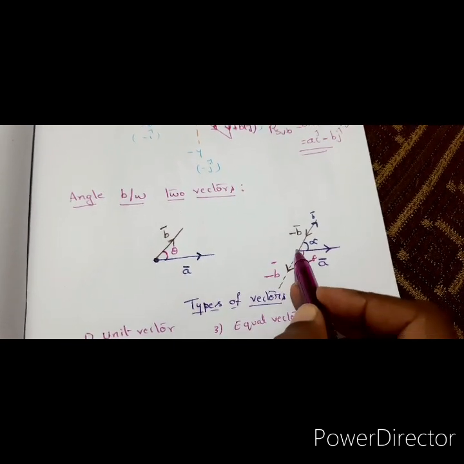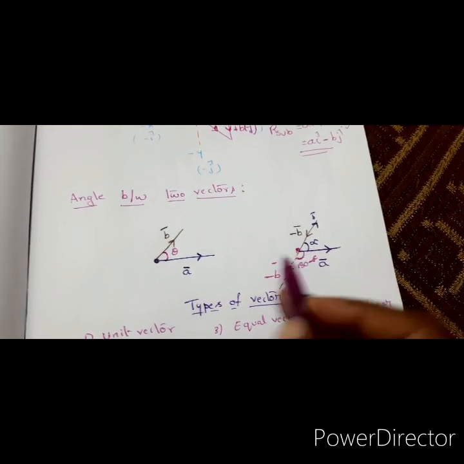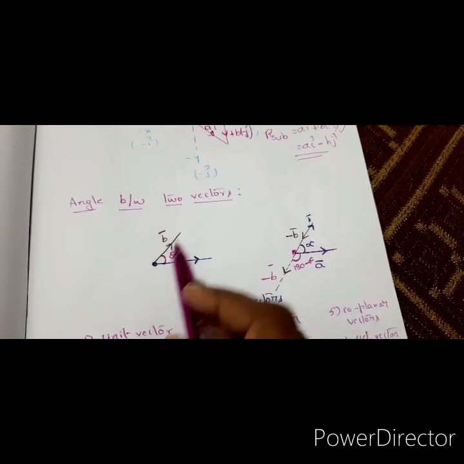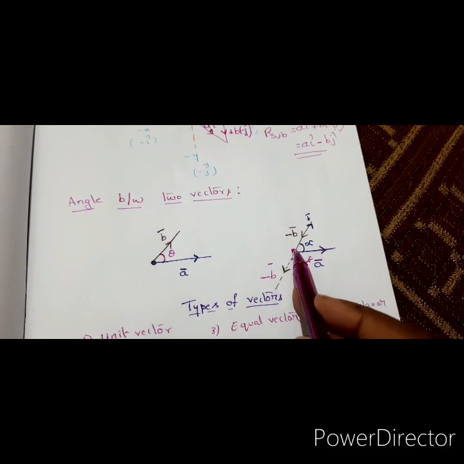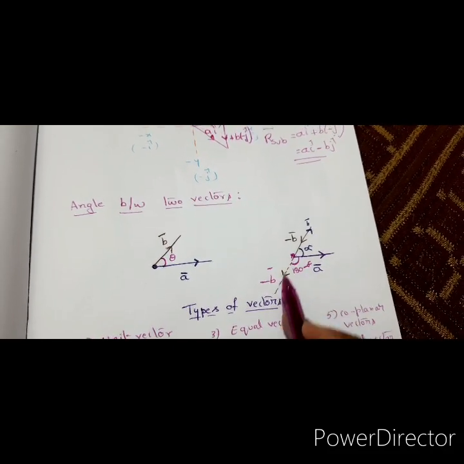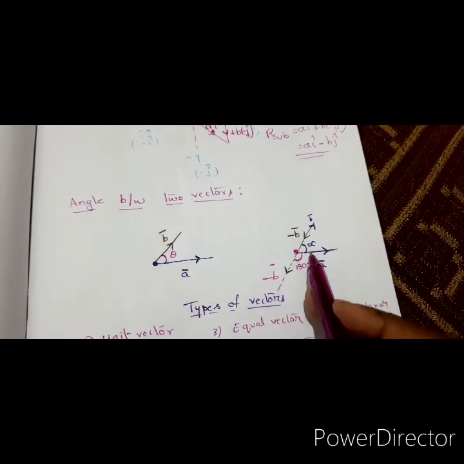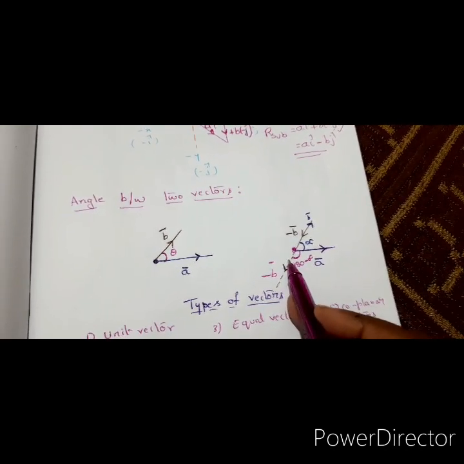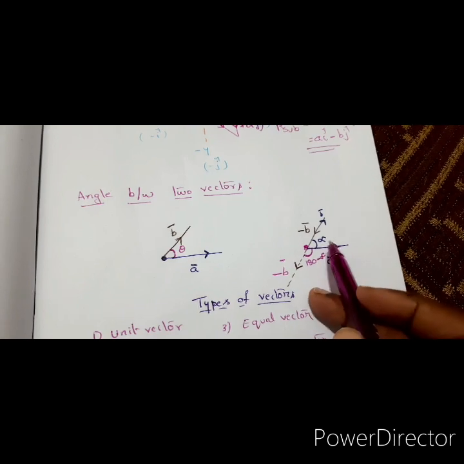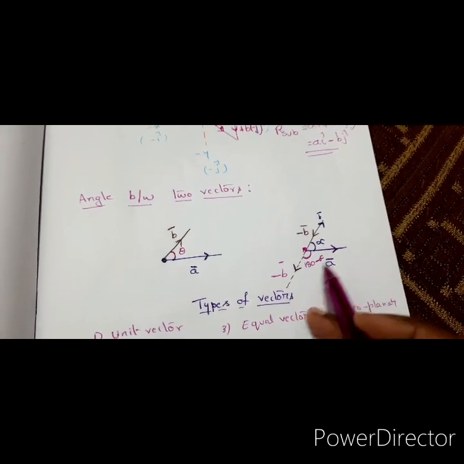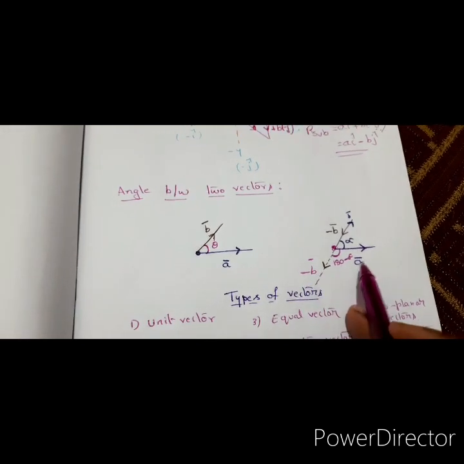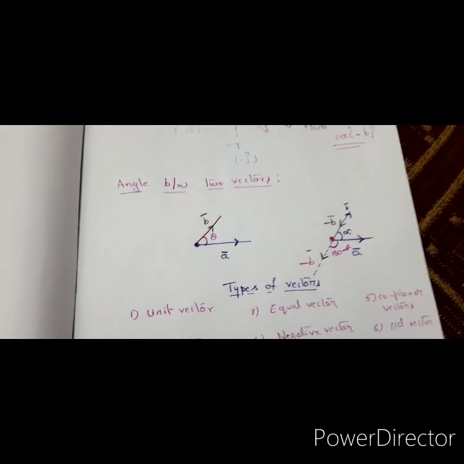Now observe the same hint I said here. From the point of intersection, both the directions should be away from it. Now you see these two are away from it. So this is the angle between A bar and minus B bar. Yes, my friends. What is that? It is 180 minus alpha. So this is how you have to understand the angle between two vectors.